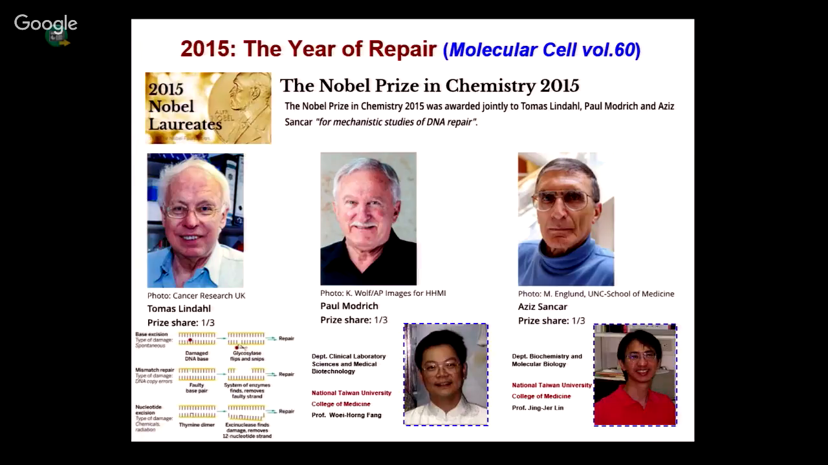Then excision repair can also do things, but it repairs different types of damage. At the nucleotide level, it's so-called nucleotide excision repair, in brief NER. If you repair at the base level, it becomes base excision repair, so-called BER. So there are shorter patch and longer patch repair pathways. And the final one is Aziz Sancar, also from the United States, who discovered the nucleotide excision repair machinery.